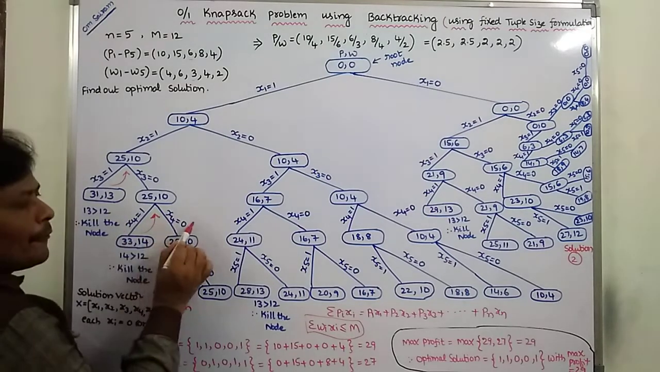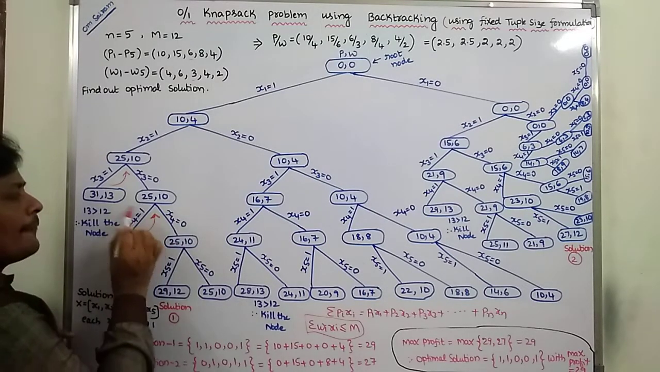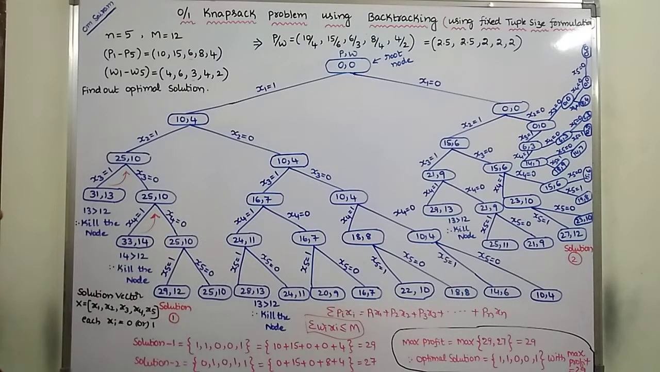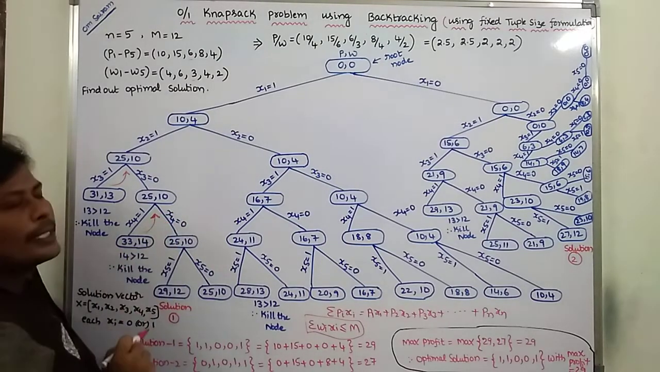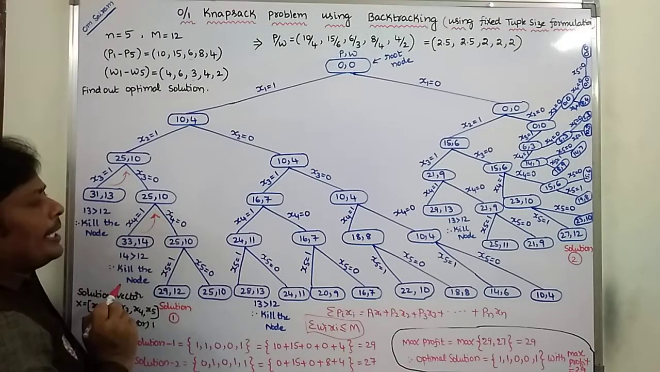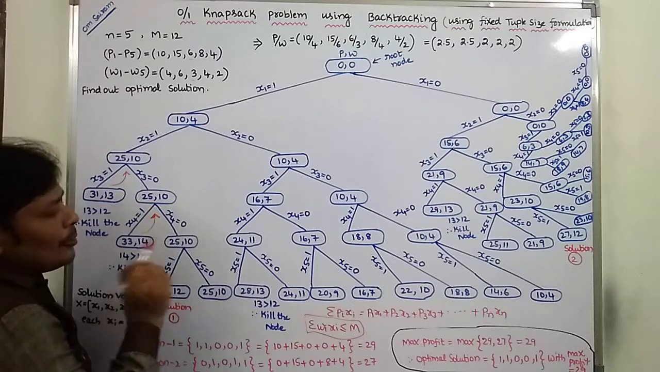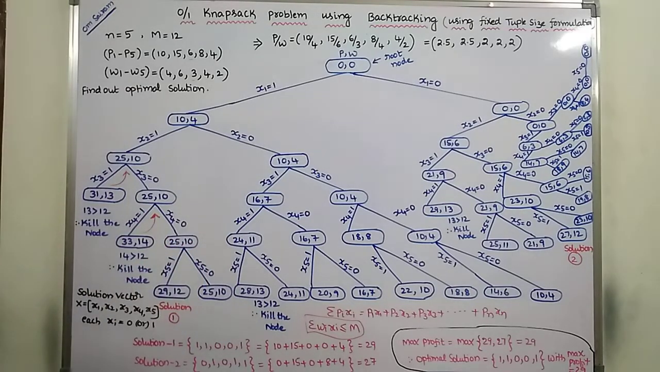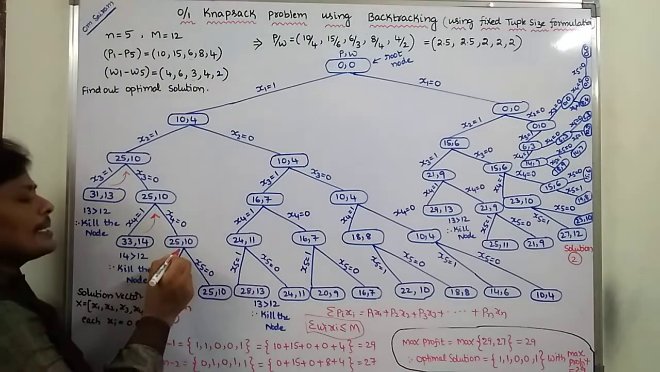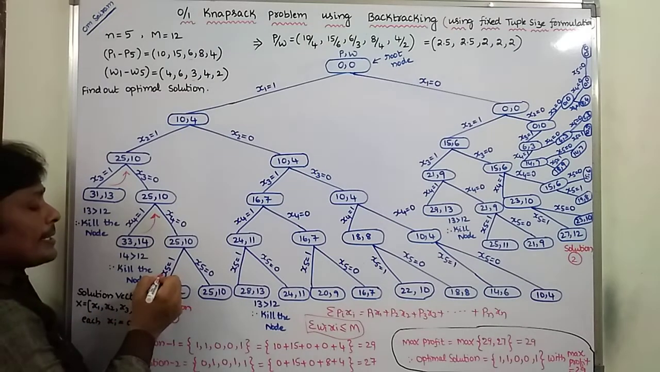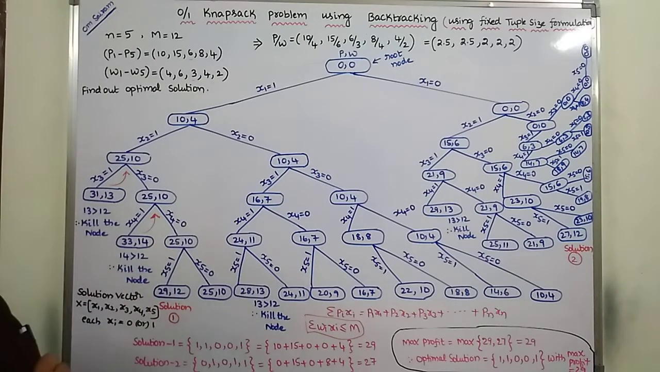This is the fourth level. We have to consider the fourth object and we do not consider it, so x4 is equal to 0. Whenever the fourth object is not considered, we get the same values, that is 25, 10. Now the fifth object is also there. Now consider the fifth object. How do we consider it? x5 is equal to 1.